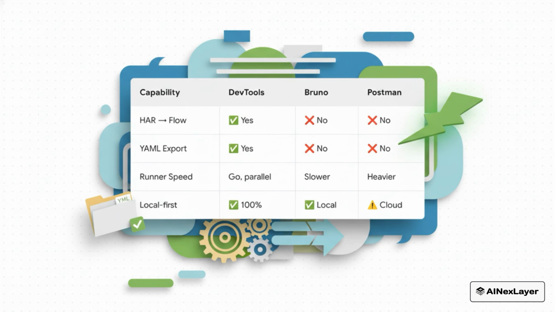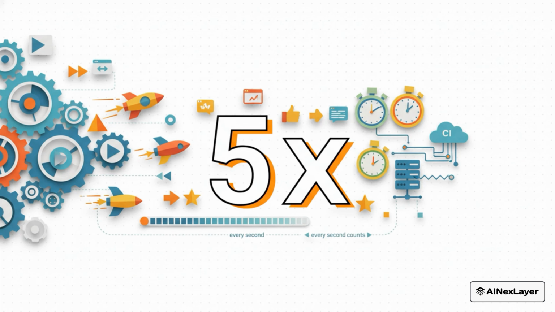Let's get specific. That HAR-to-flow capability, that's the magic trick we talked about, and honestly, it's the core differentiator. No other tool on this list does that. Same goes for exporting clean, reviewable YAML. And when it comes to speed, especially in CI where every second costs money, the DevTools runner is Go-based and runs requests in parallel. That makes it significantly faster than its JavaScript-based cousins. And I'm not talking about a small difference. User reports are suggesting it can be up to 5 times faster than an alternative like Bruno. In a CI pipeline where every second counts, that is a massive, massive advantage.